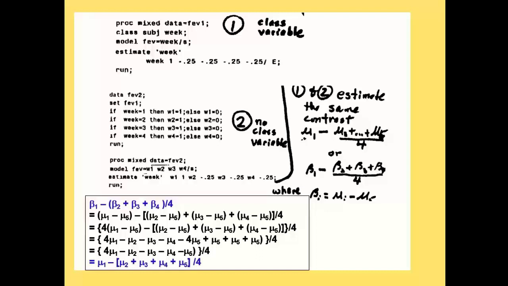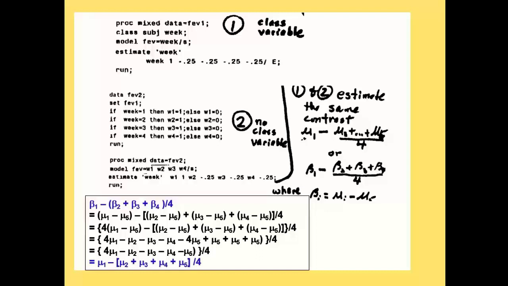Now notice that in the code for 1, the class statement says class subject week, semicolon, okay? That's for 1. But notice for 2, it says class model estimate week. Do you see a repeated statement? No. You see a random statement? No. So what's being done? What model's being fit? There's no repeated statement, there's no random statement. What's the G matrix? Zero. What's the R matrix? If there's no repeated statement, what's the R matrix?